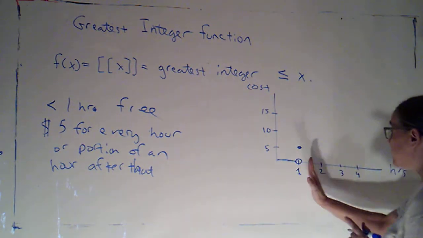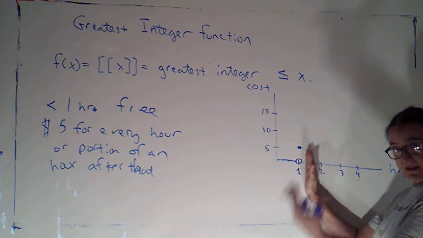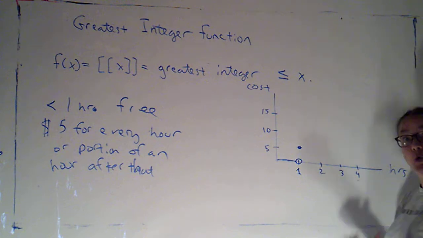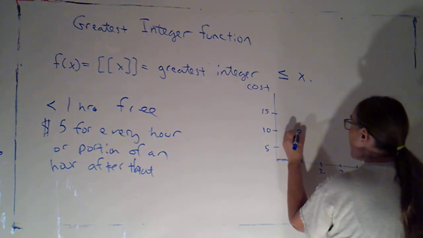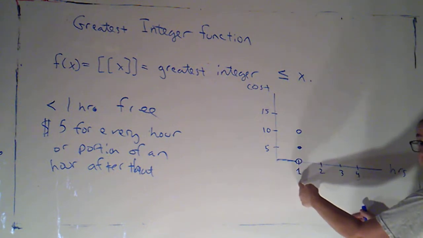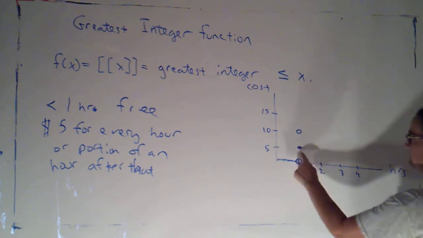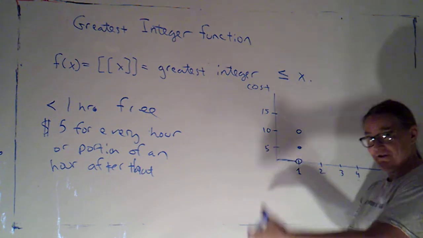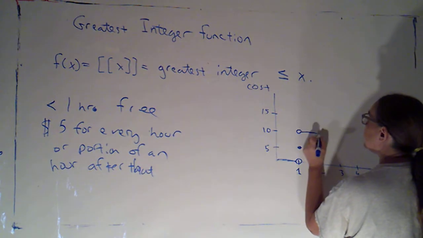So as soon as I go more than 1 hour, that's the first hour that cost me the $5, plus I'm paying $5 for the portion of the second hour. So we would jump up to 10. Now if I park for exactly 1 hour, it's going to be just the $5. But as soon as I go over that, I'm paying for that first hour and part of the second hour. And so that's going to take me until 2 hours.